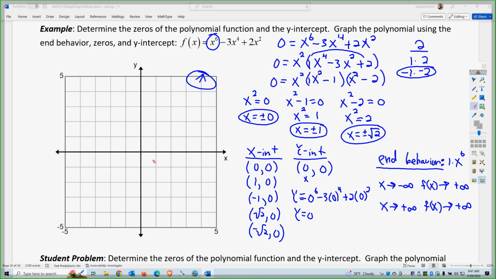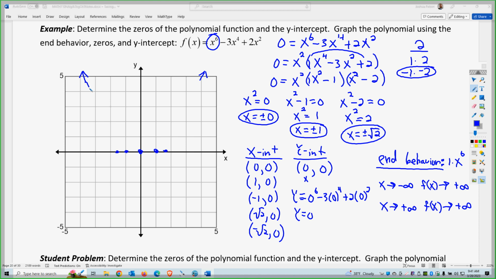Okay. Well, it's a little bit different than last time in the prior section. So let's put our points again: 0, 0; 1, 0; negative 1, 0; 1.4, negative 1.4, and we'll put our end behavior. Again, you always draw the graph left to right like you read a book.